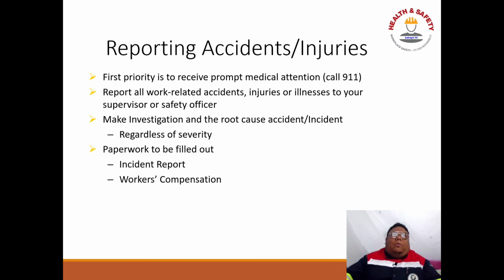Report all work-related accidents, injuries, and illnesses to your supervisors and safety officer. Make an investigation and do the root cause analysis of the accident and incident regardless of severity. Because guys, if the severity is high, your workplace will be shut down. One week investigation by government, and one investigation together with the management. Okay, and proper paperwork to be filled out, incident reporting and workers compensation. By the way, guys, I will share to you the accident investigation.